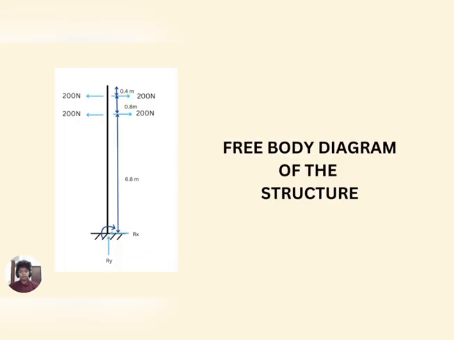This is my free body diagram for my structure, the electric pole. The electric pole has only one support, which is fixed. It is 8 meter high and 0.5 meter wide. It has two forces on each side, and each force is 200 Newton.